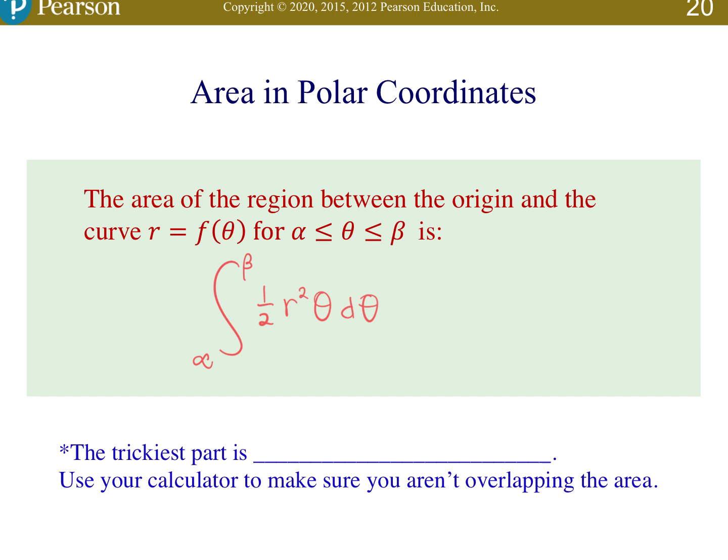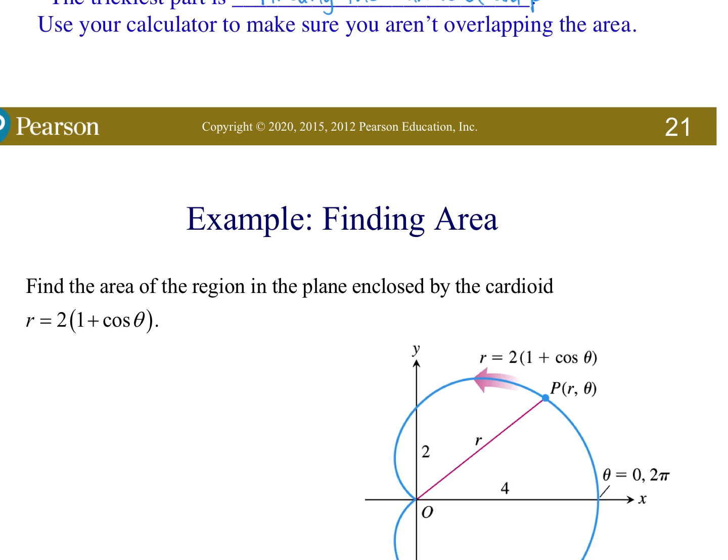The trickiest part is finding the bounds, alpha and beta, if they're not given. If they're given, easy peasy, you've got the bounds. If they're not given, that can be the trickiest part. If you pick the wrong bounds, you're going to be finding the wrong section of your polar graph, or you're going to overlap maybe, and count area double. So you want to make sure that you're finding the right boundaries. And I'll show you how to do that both with and without your calculator.